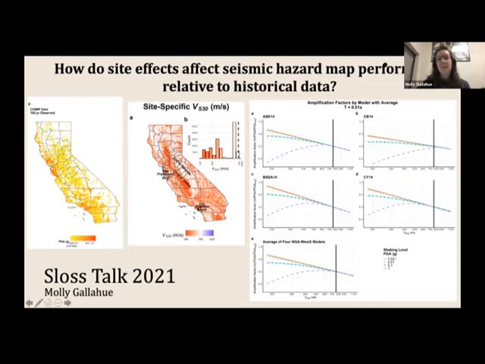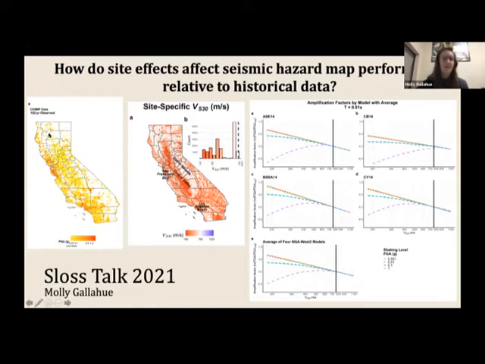And today I'm going to be talking about the work I've been doing over the last year and the past summer, which mainly focuses on looking at how site effects affect seismic hazard map performance relative to historical data. This work stems off of the work that Leah Saldich did with the California Historical Intensity Mapping Project, or CHIMP is the acronym for that.